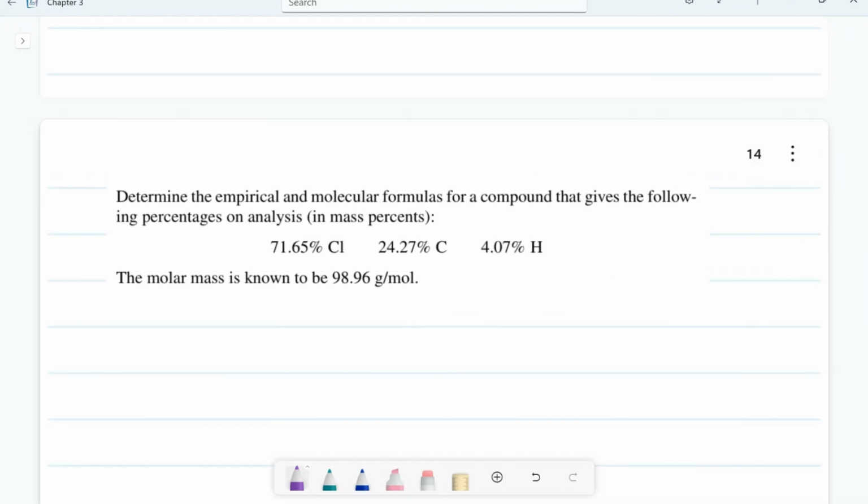So in this example, we would like to determine the empirical and molecular formulas for a compound that gives the following percentages on analysis in mass percents. 71.65% Cl, 24.27% C or carbon, 4.07% H or hydrogen. The molar mass is known to be 98.96 grams per mole. Just as a reminder, the empirical formula is the most basic formula for a compound.